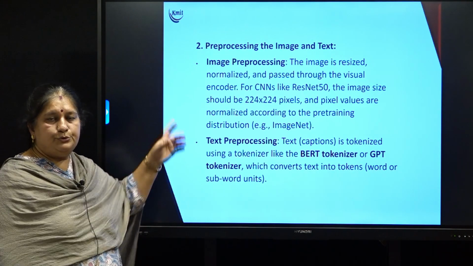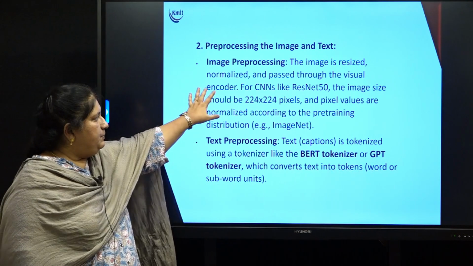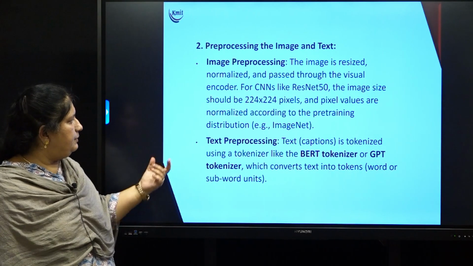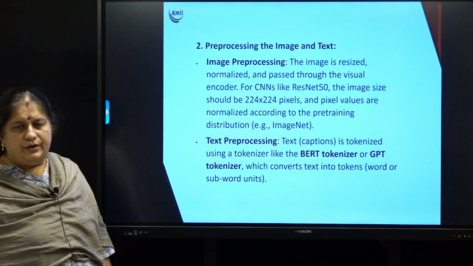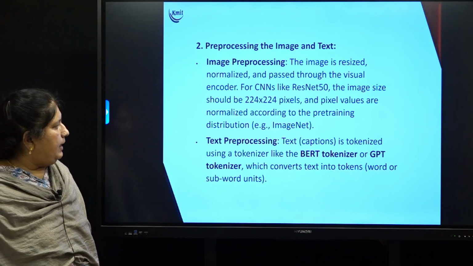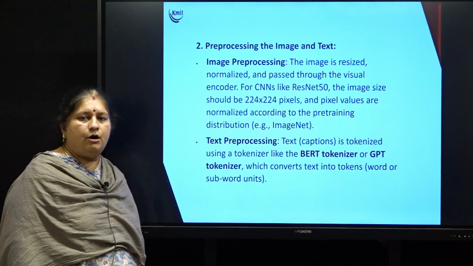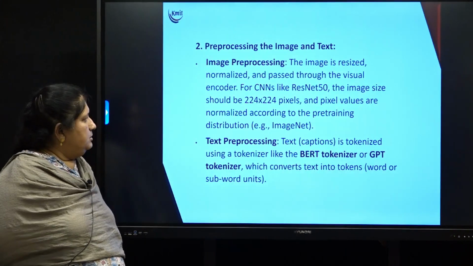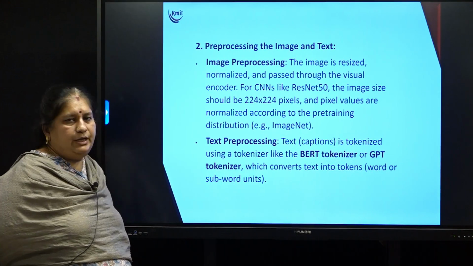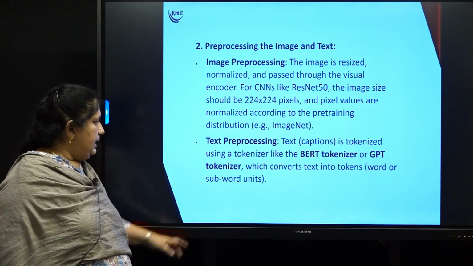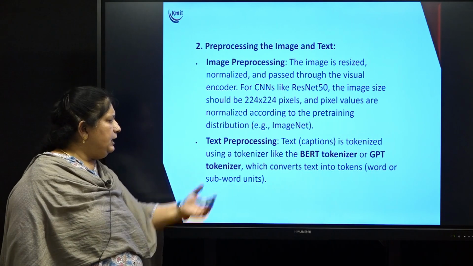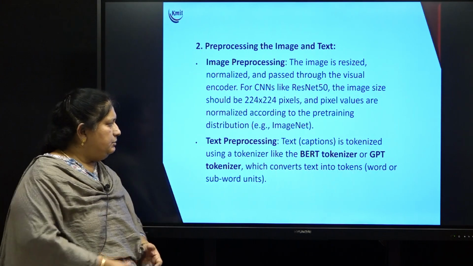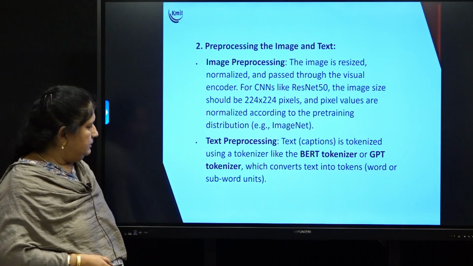After that, you are supposed to pre-process the image. In pre-processing, in detail, we resize the image. For example, we say the image should be 224 by 224 pixels, and then you need to normalize the image, wherein you divide every pixel by 255 and get the normalized values. For text pre-processing, we can use various tokenizers like BERT, GPT, etc., which convert the text into tokens.